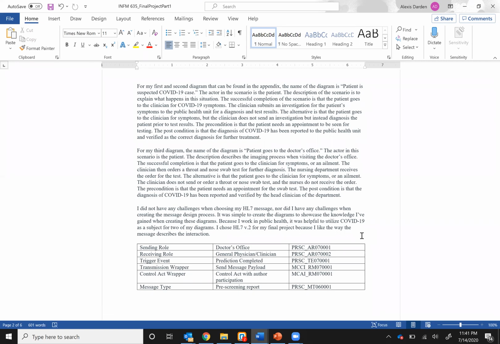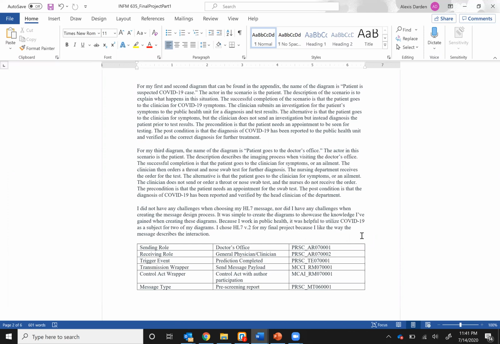The alternative is that the patient goes to the clinician for symptoms, but the clinician does not send an investigation, but instead diagnoses the patient prior to the test results. The precondition is that the patient needs an appointment to be seen for testing. The postcondition is that the diagnosis of COVID-19 has been reported to the public health unit and also verified as the correct diagnosis for further treatment.